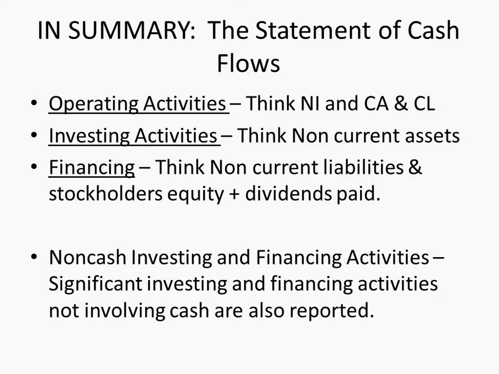So getting started again, I want to go back over just the basics without getting into all the discussion of statement of cash flows and the different reasons that cash flow is important. We have here three sections: operating, investing, financing, like OIF, right? They're always in that order. When you have operating, you want to think of net income, current assets, and current liabilities. When you think investing, you want to think non-current assets. And when you're in financing, you think non-current liabilities, stockholders' equity, and dividends paid. That will help you figure out where things go.